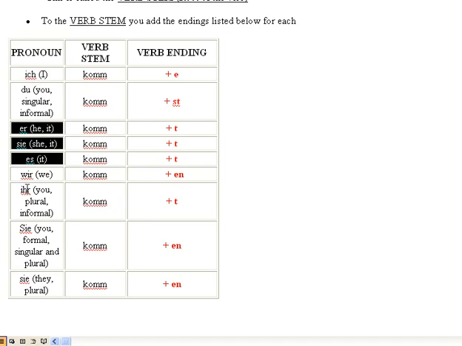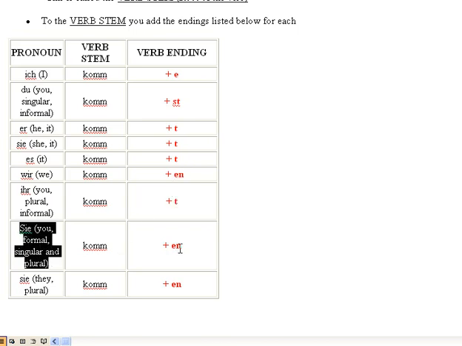And then wir, which means we, you would take the root komm, and you add an en to it, kommen. So essentially it's unchanged from the infinitive form of the verb, which was kommen. And then for the ihr plural, you add kommt. And for the formal you add an en to become kommen. And sie, which also means they, plural, sie kommen, they are coming.